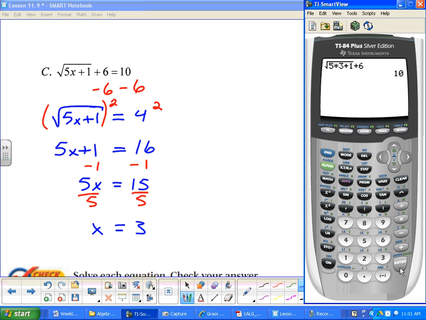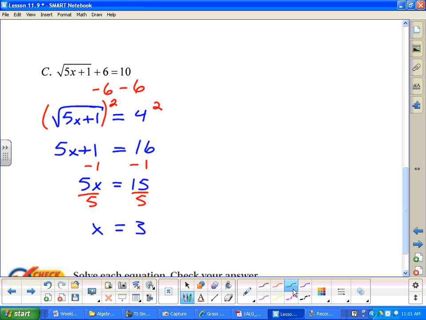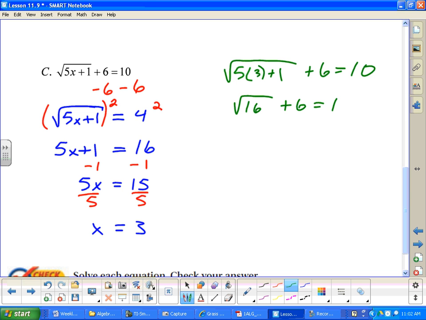If I did it on my paper then, square root 5 times 3 plus 1 plus 6 equals 10. 15 plus 1 is 16, so square root of 16 plus 6 equals 10. 4 plus 6 equals 10, and so 10 does equal 10. All right, it does check. Right, so you can do it either way, but do make sure you show your work and do some checking.